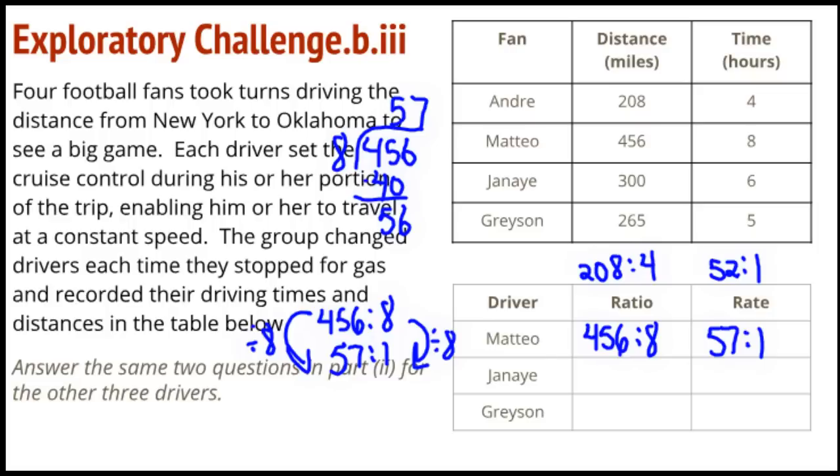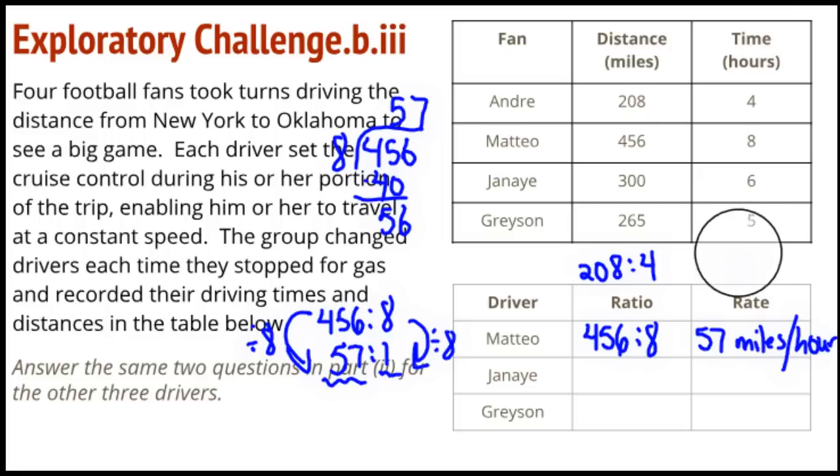So when I scale it down, I find out that I have 57 miles for every 1 hour, which gives me, and I really need to write these correctly, 57 miles per hour. So there's a rate. And I guess I should fix Andre's here. 52 miles per hour. So the rate has 2 parts here. It's got the unit rate, and it's got the rate unit.